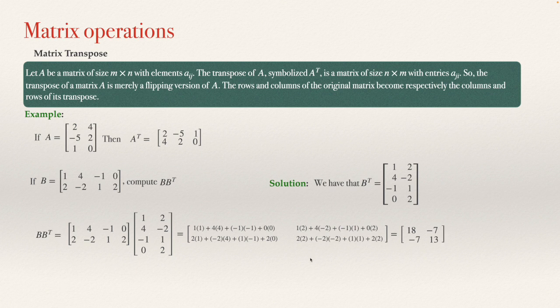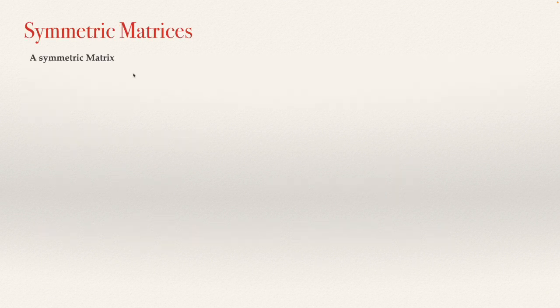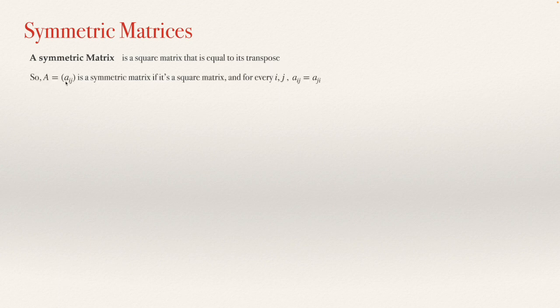Do you notice that this operation is always the same as this? This is a property when you multiply a matrix by its transpose. The answer will be a matrix in which the elements below the main diagonal will be the same as the elements above the main diagonal. This type of matrix is called a symmetric matrix. So a symmetric matrix is a square matrix that is equal to its transpose. A matrix A is symmetric if it's a square matrix and the element that is in row I and column J is the same as the element that is in row J and column I.